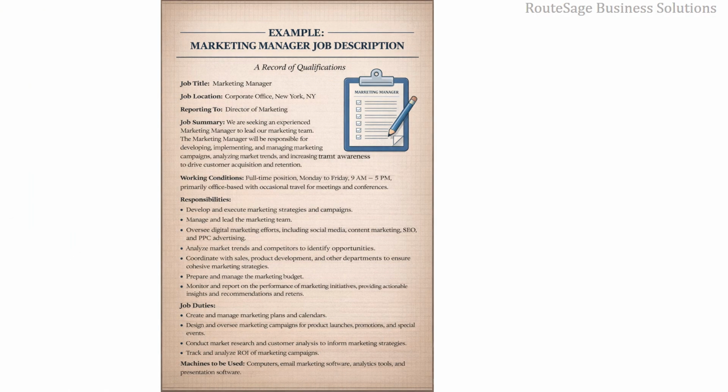Now let's look at a practical example of a job description. A marketing manager. The job title is marketing manager. Job location may be the corporate office. The employee reports to the director of marketing. The job summary explains the overall purpose of the role. Responsibilities may include planning marketing strategies, managing campaigns, analyzing market trends, and managing budgets. These examples show how a job description provides clear direction and expectations.